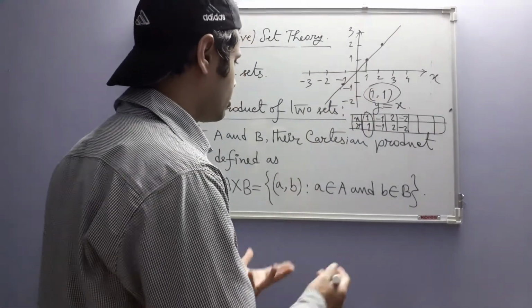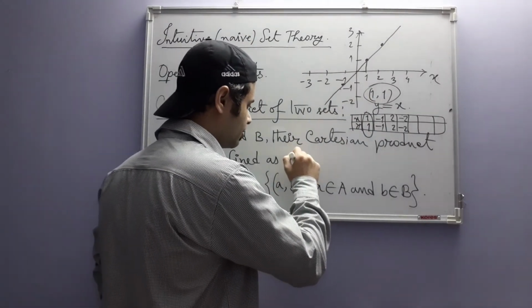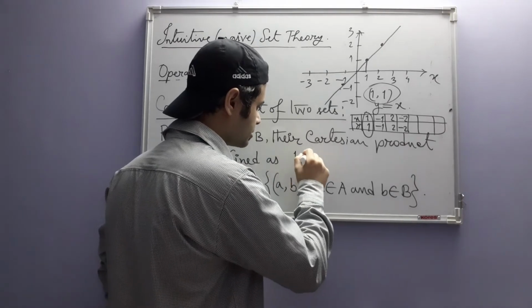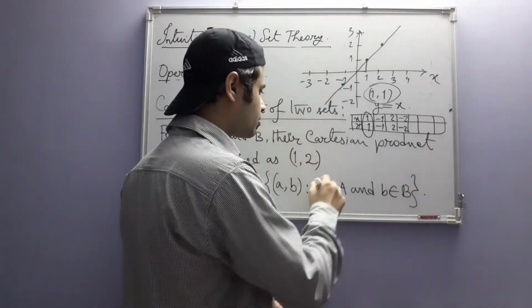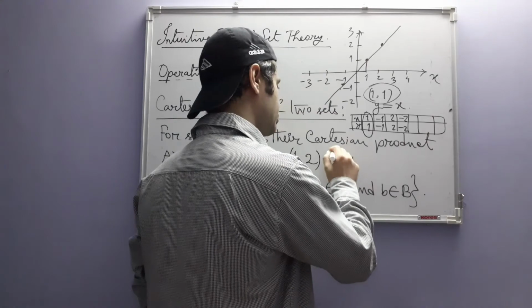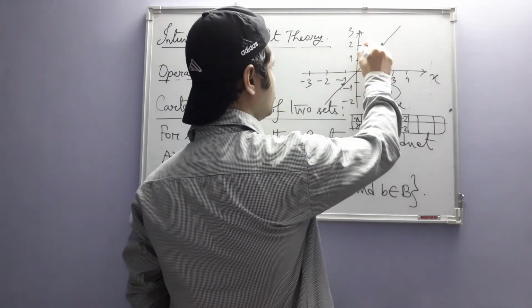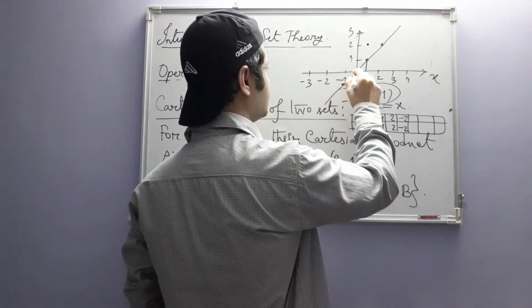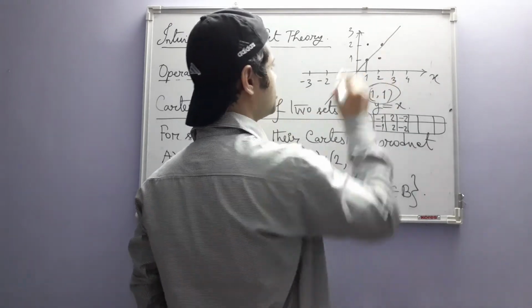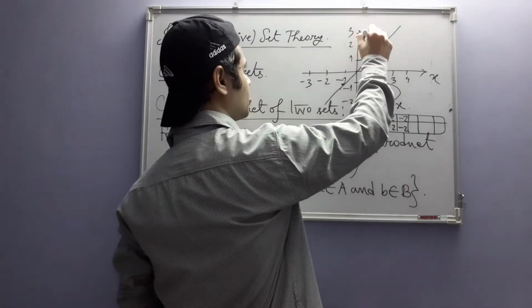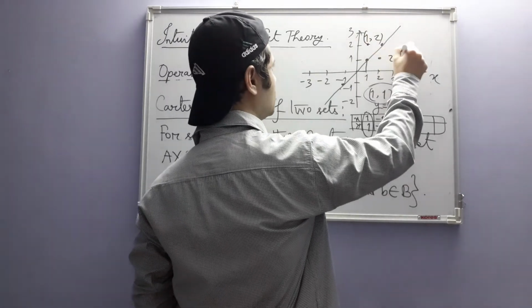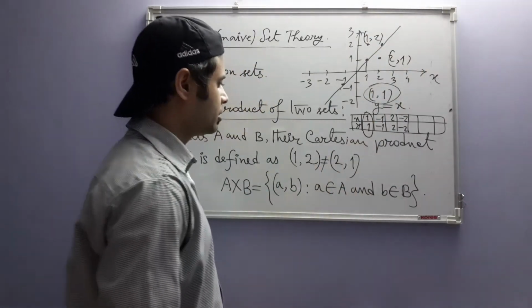Now, from your prior experience with these things, is 1 comma 2 and 2 comma 1, are they equal? They are not equal. 1 comma 2 is this point and 2 comma 1 is this point. This is 1 comma 2 and this is 2 comma 1, and they are not equal.